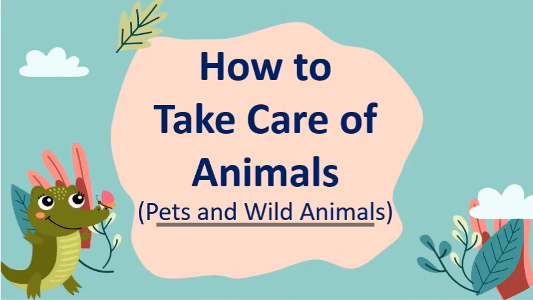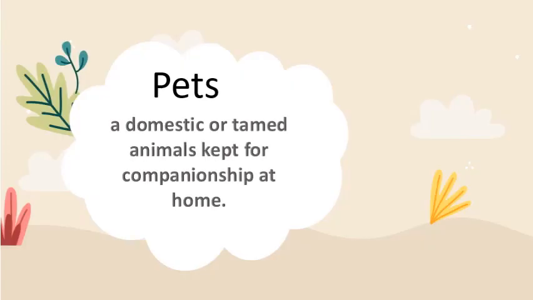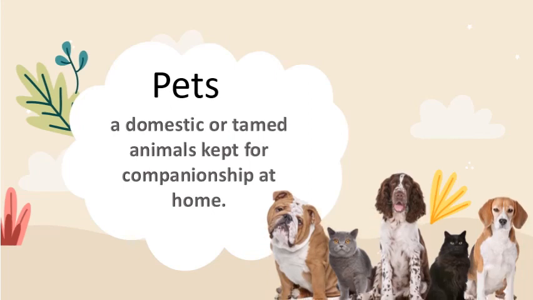How to take care of animals, pets, and wild animals. Pets are domestic or tamed animals kept for companionship at home, such as dogs, cats, fish, birds, and many more.